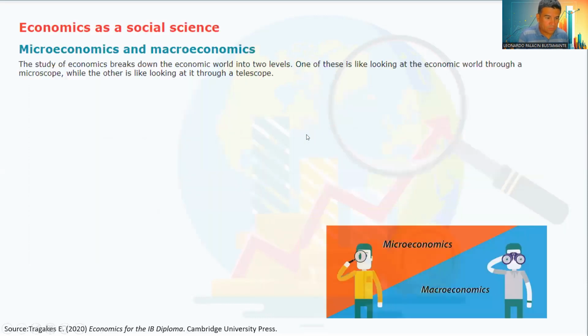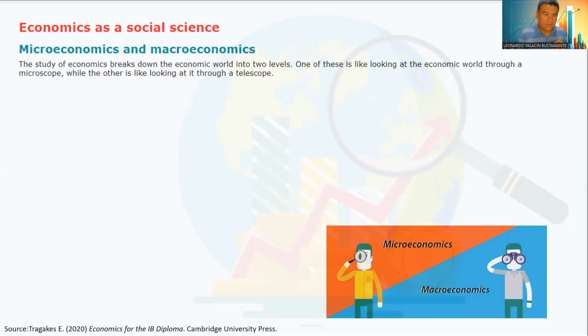Let's move on. Now, economics is a social science. And from this social science, it can be subdivided into two, microeconomics and macroeconomics. What is the difference between them? Take a look at the photograph.